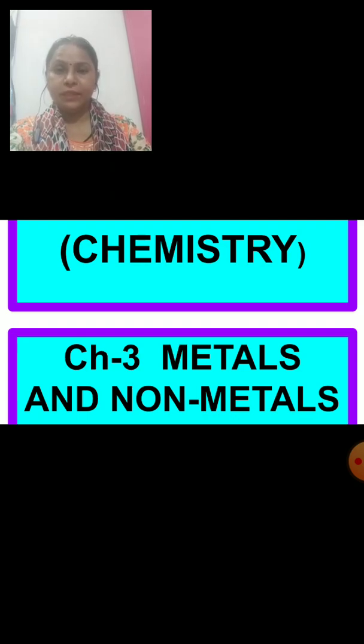Children, here I want to mention one thing. Actually, in this chapter, two more topics were there, like metallurgy, extraction of metals, and covalent compounds and their properties. But in this session, we are not taking these topics, as these topics are deleted from the course. So, today we are discussing only the topics like reactivity series of metals and ionic compounds and their properties. So, let's start with the topics.